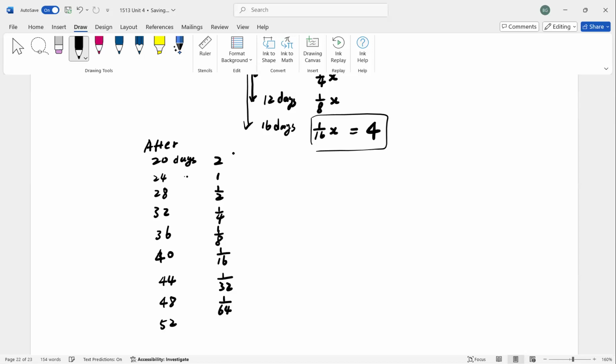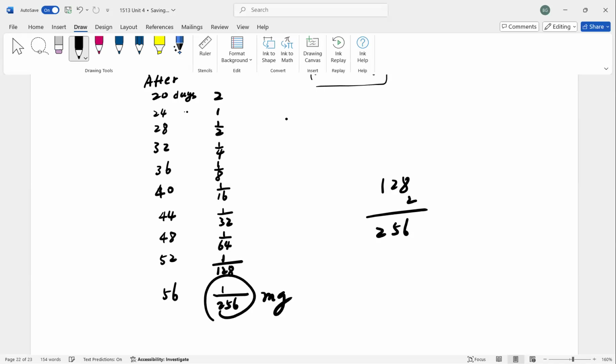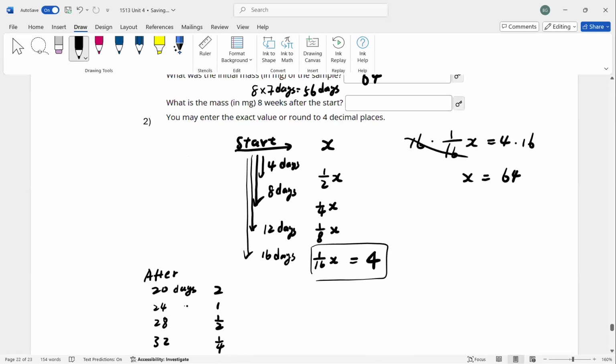After 52 days, 128, right? Divided by 2. So 2 times 64 is 128. After 56 days, 128 times 2, 256 milligrams. Right? We don't need to use a formula or anything, and it works.